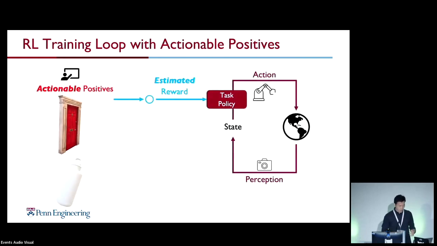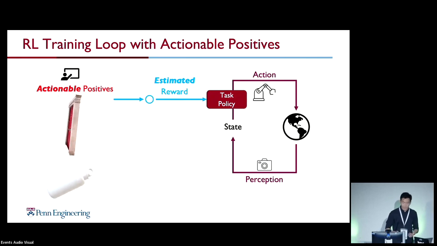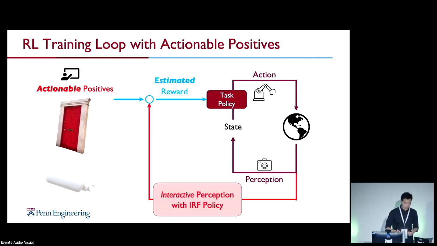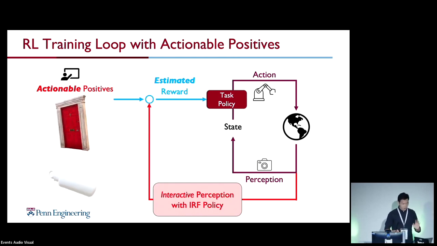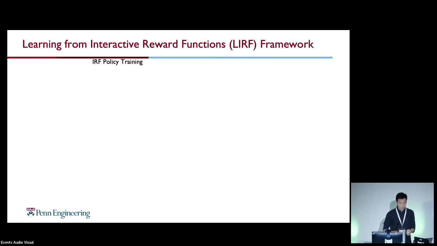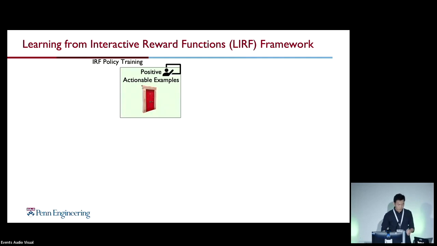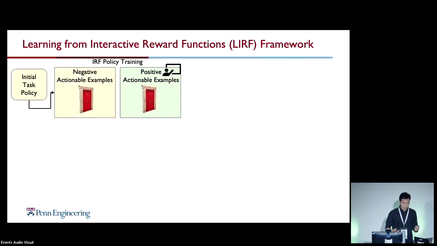So now, instead of providing image examples of the success state, we provide actionable examples of success and train an interactive reward function policy, in short, LIRF policy, to perceive the task reward. In other words, this is the policy that's going to learn to push the door or flip the water bottle to check for task completion. So how do you train the LIRF policy? We already have possible examples of successful outcomes provided by the human user, such as locked doors. In addition to this, we will add negative examples, which are simply the outcomes of the current suboptimal task policy.